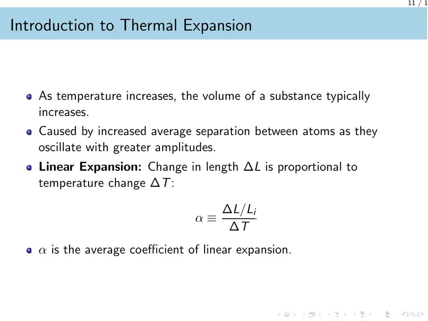Now we turn to thermal expansion. Generally, as the temperature of a substance increases, its volume also increases. This happens because higher temperatures cause atoms to oscillate with greater amplitudes, which increases the average separation between them. We can quantify this using the average coefficient of linear expansion, represented by the Greek letter alpha. This coefficient is defined as the fractional change in length divided by the change in temperature. In simpler terms, the change in length is proportional to the initial length and the total change in temperature.